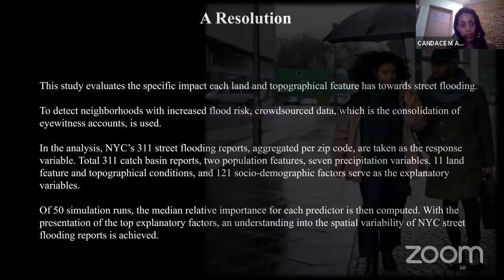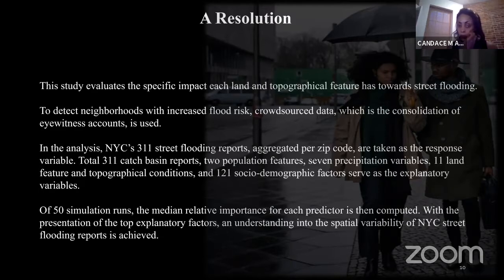Now, a resolution is our study. Our study evaluates the specific impact of each land and topographical feature that it has towards street flooding. So resolving the scale, the study examines at the zip code level. Resolving and capturing the street flooding occurrence issue, we use crowdsource data, which is the eyewitness accounts. Now, in the analysis, New York City street flood reports are aggregated to the zip code level, and they are taken as a response variable.